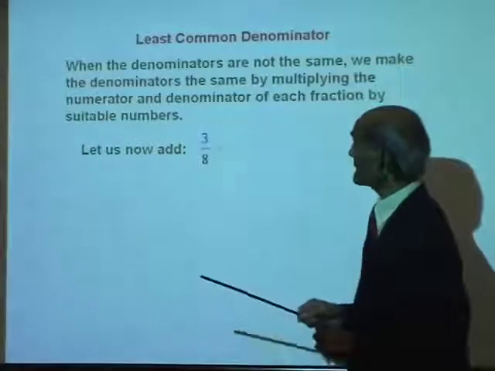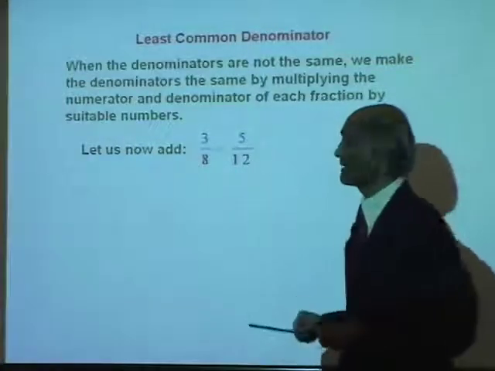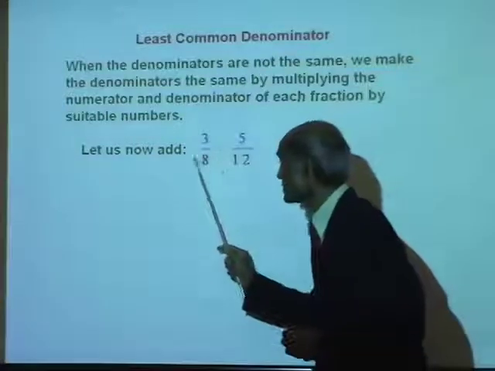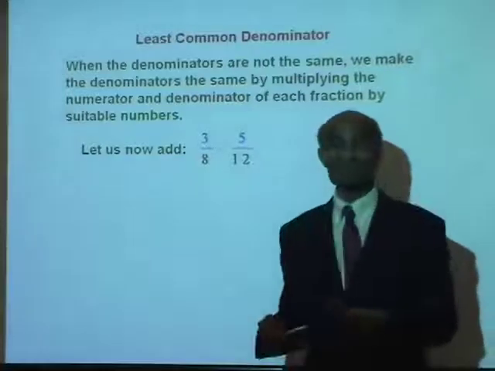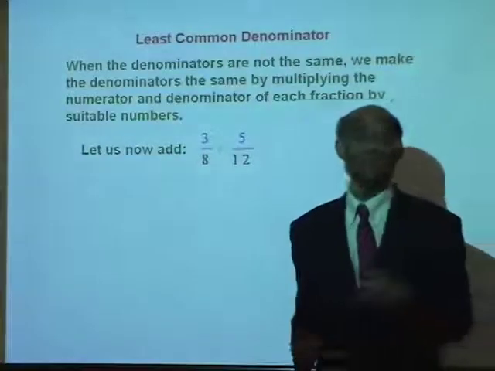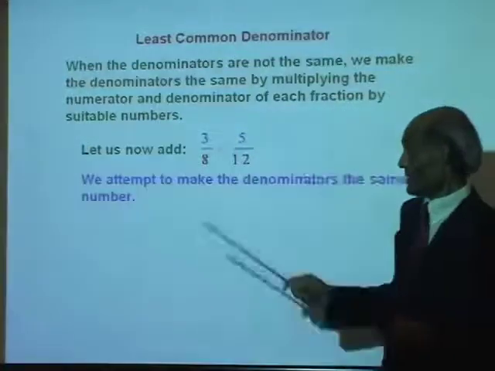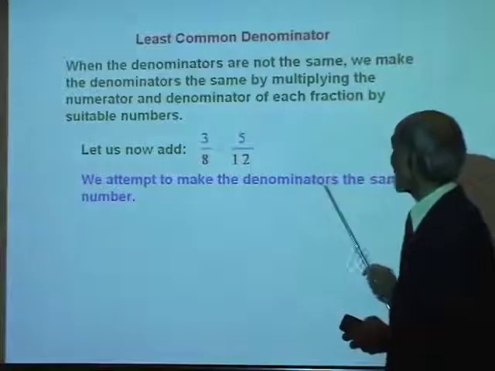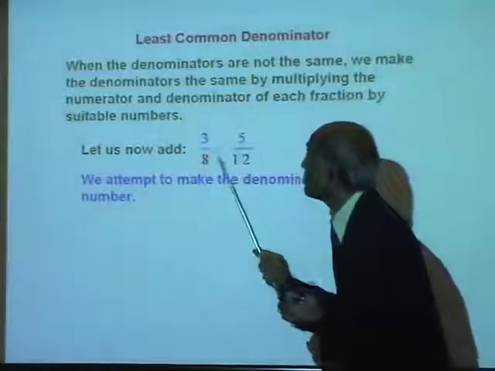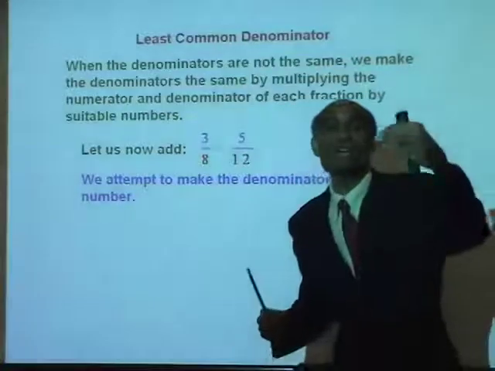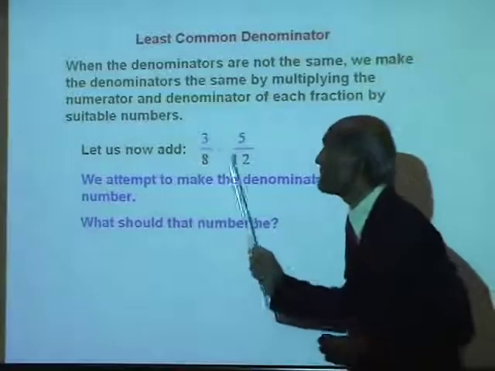For example, let's add 3 over 8 plus 5 over 12. The first denominator is 8. The second denominator is 12. They are not the same. So the question is, what is the common denominator here? We attempt to make the denominators the same number. We need to get the same number for both denominators. Then we can add these quickly. Now, what should be that number?